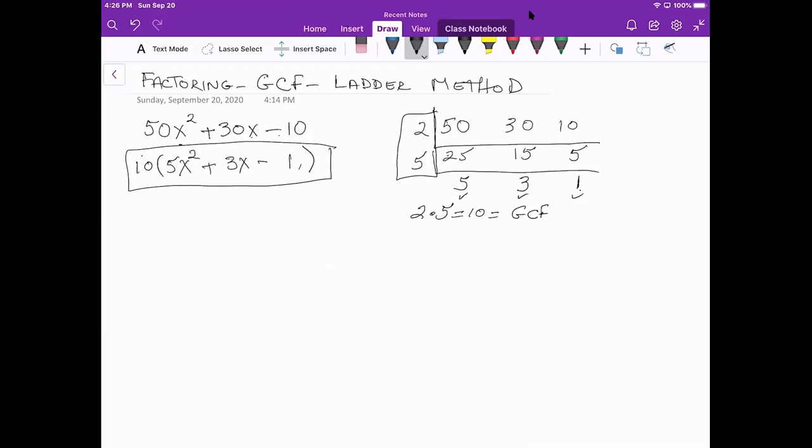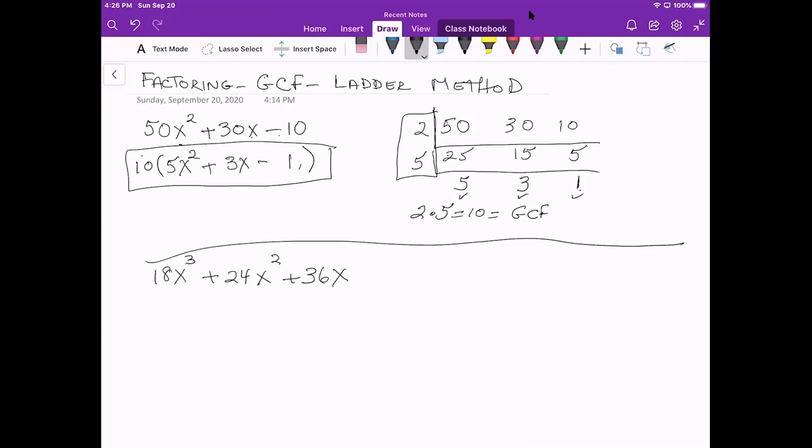Okay, we're going to try one more. Let's see, maybe even you can do it yourself. All right, we're going to write down 18x cubed plus 24x squared plus 36x. And I'm going to say factor that.